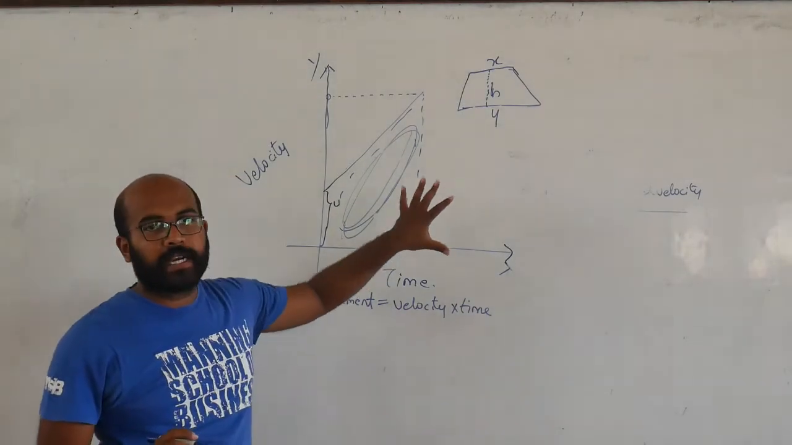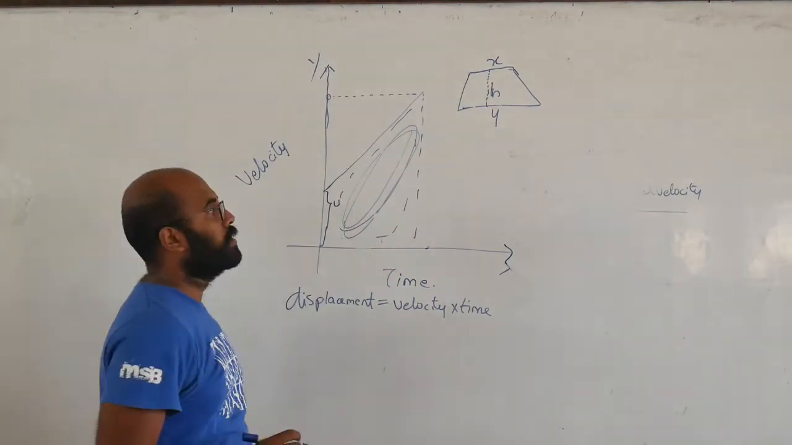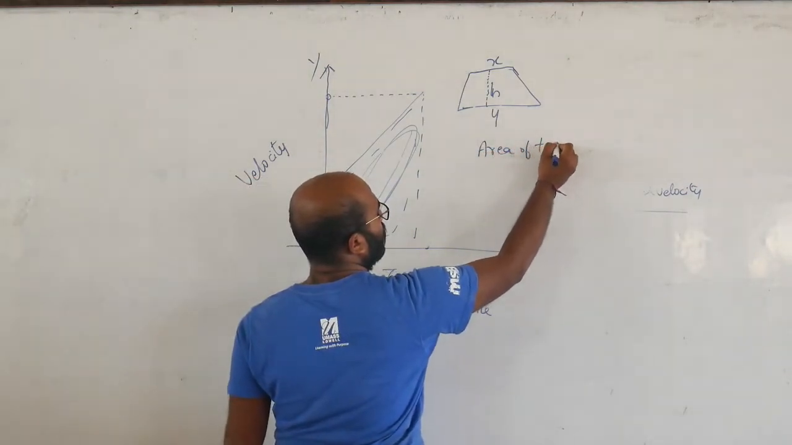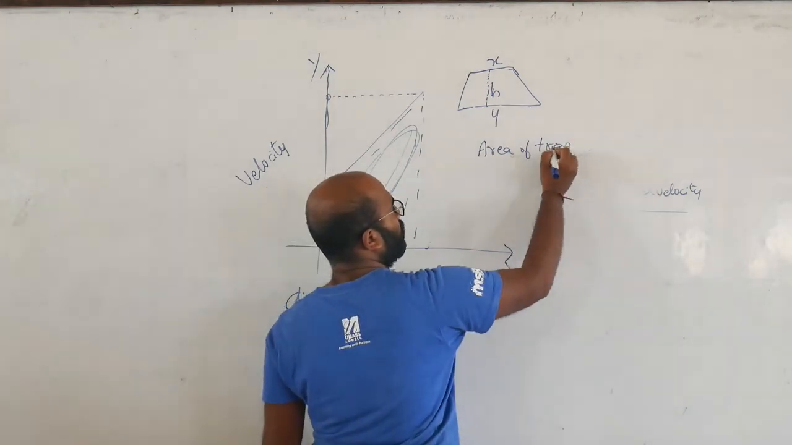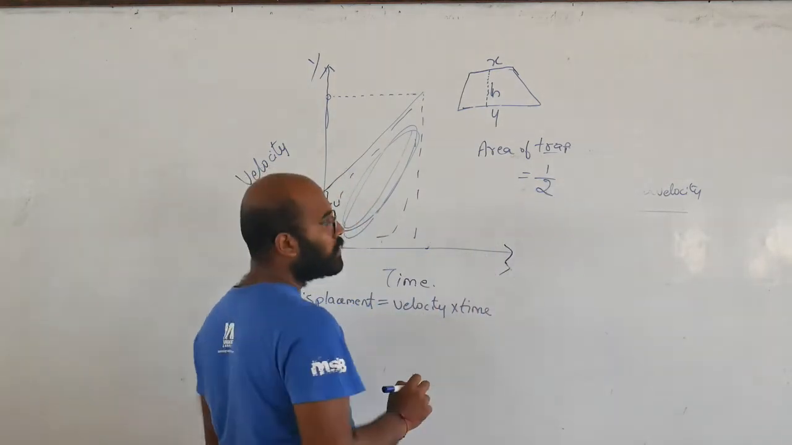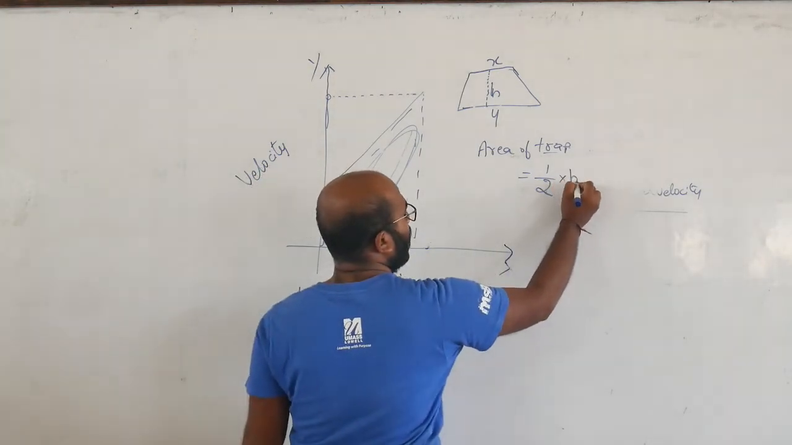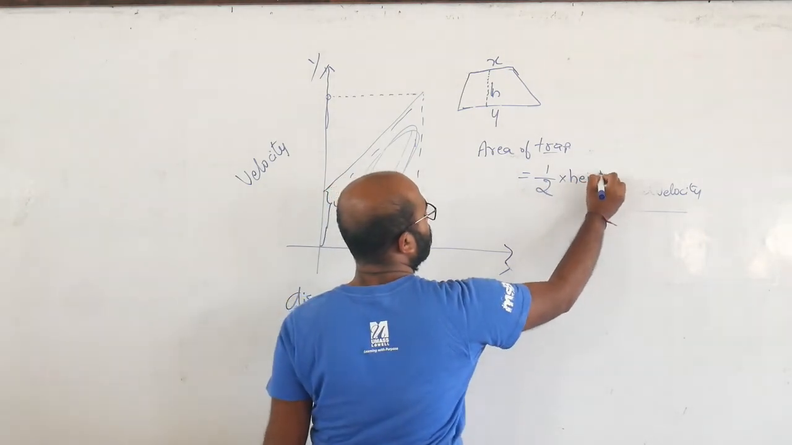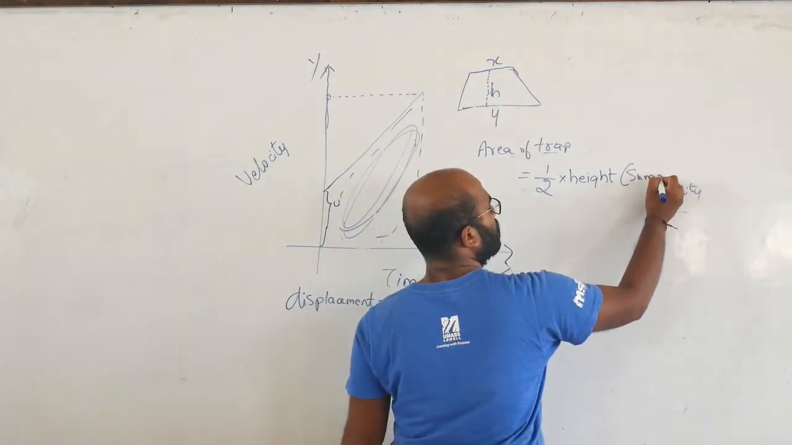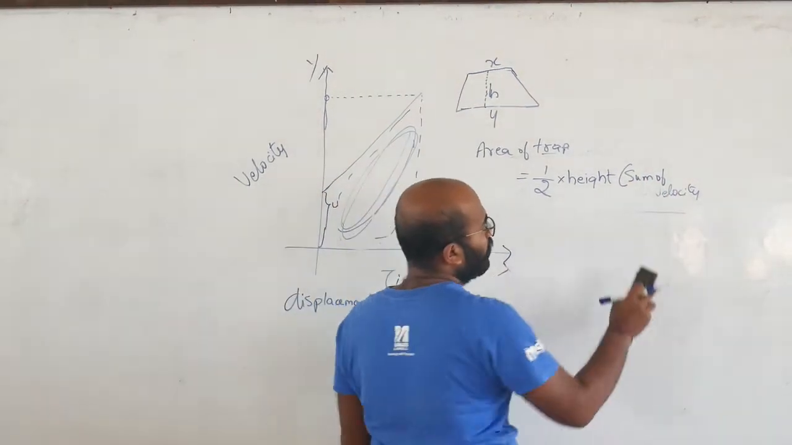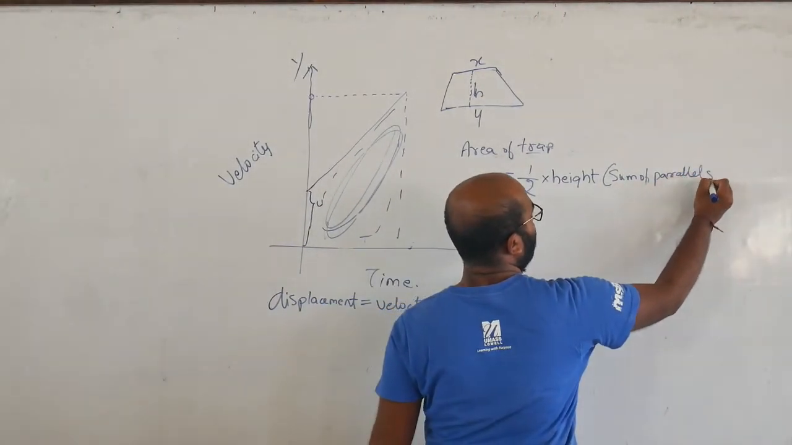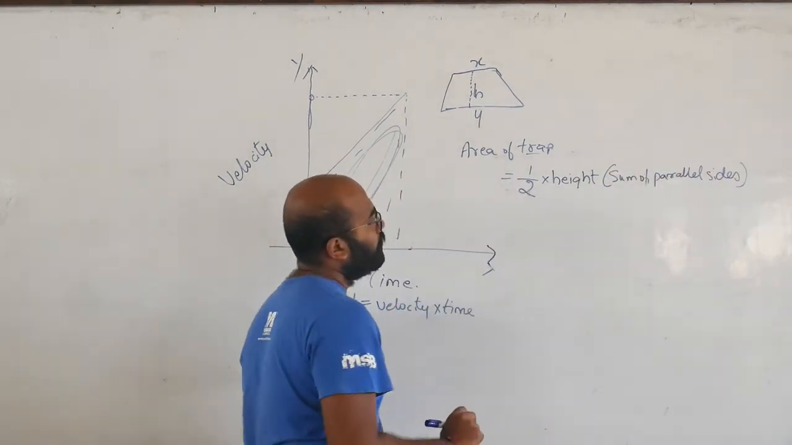So the area of a trapezium is half into height into the sum of the parallel sides.